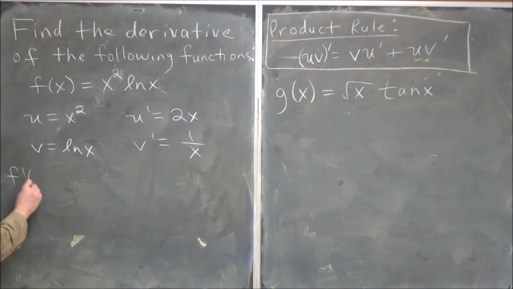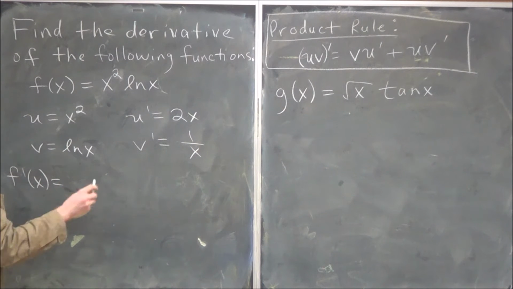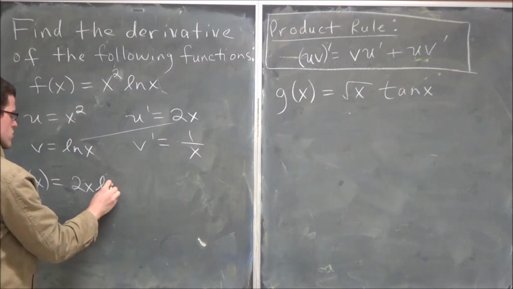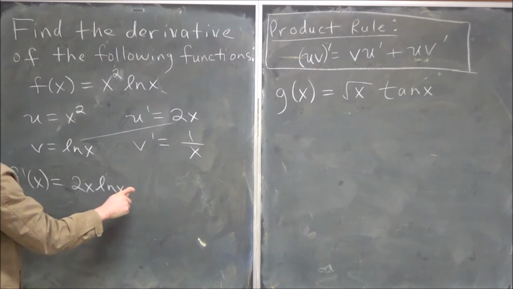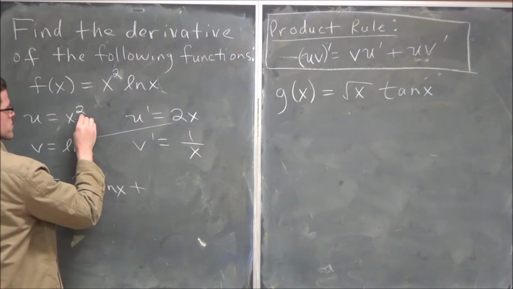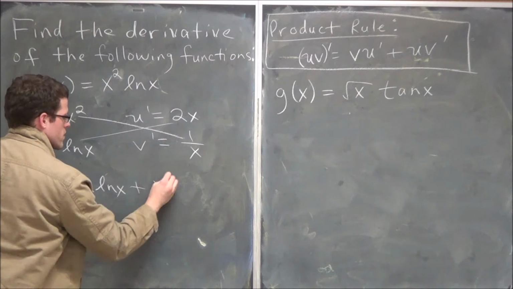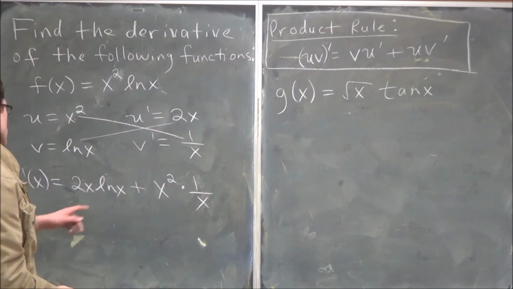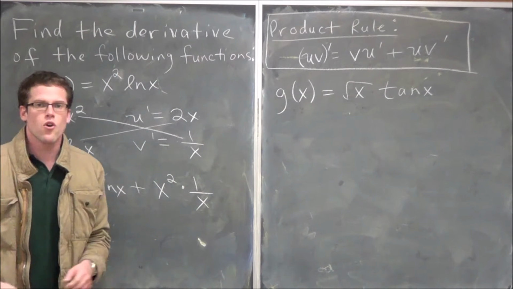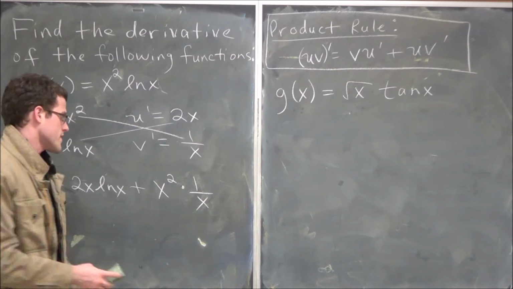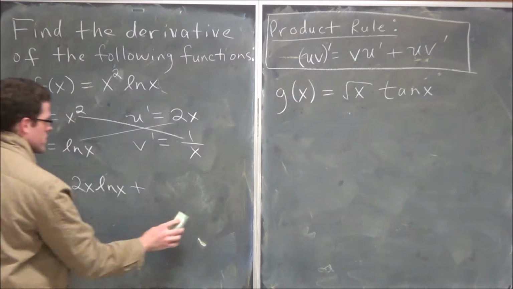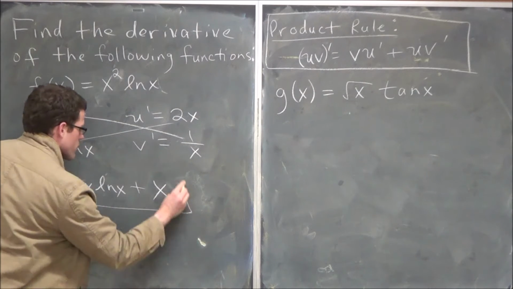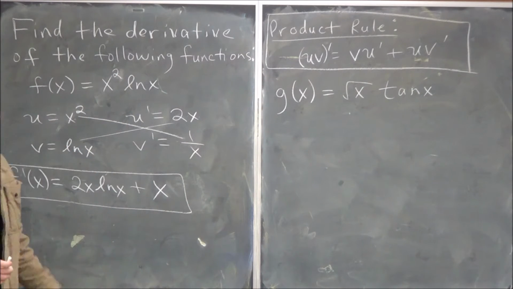So this tells us f prime of x equals, and now we have vu prime, which is 2x natural log x, we're just multiplying these two, plus, and now we're going to multiply x squared times 1 over x. But if we look at this part here, notice that when we do x squared times 1 over x, that's going to simplify to x. So we could just write this final part here as plus x. And this is going to be the derivative of our first problem here.